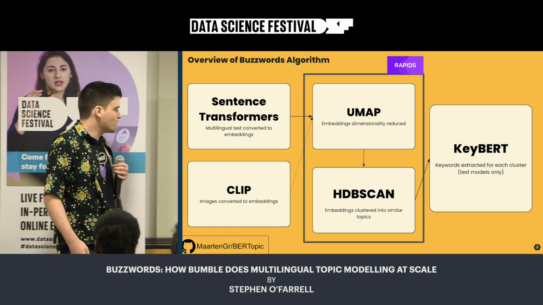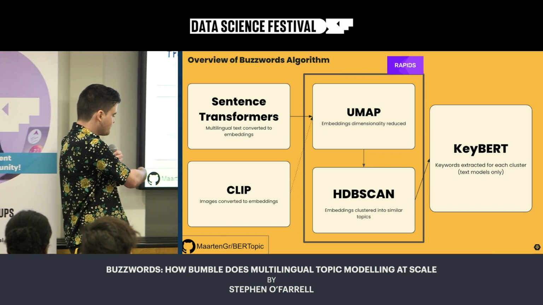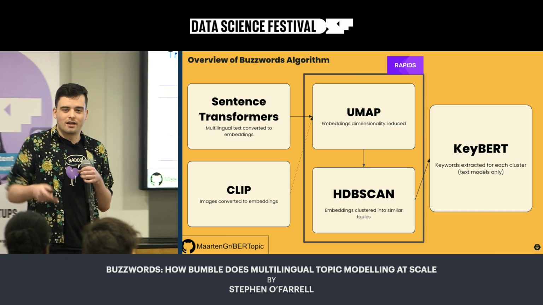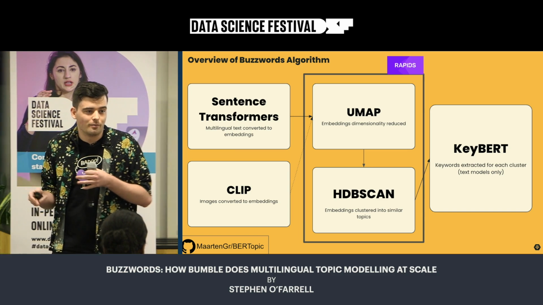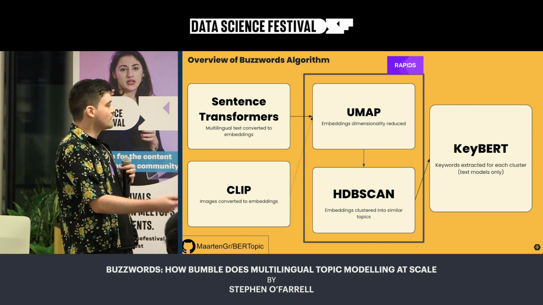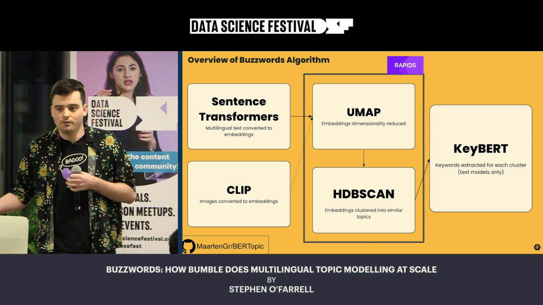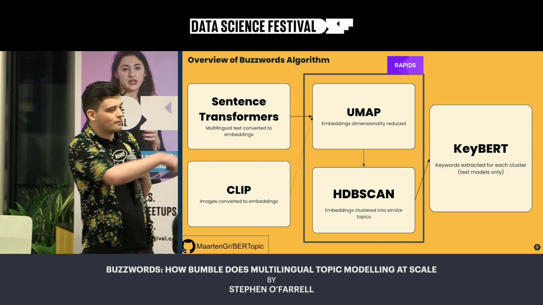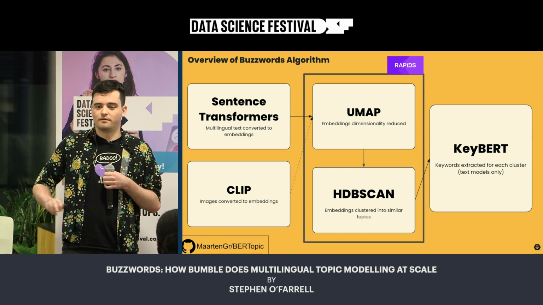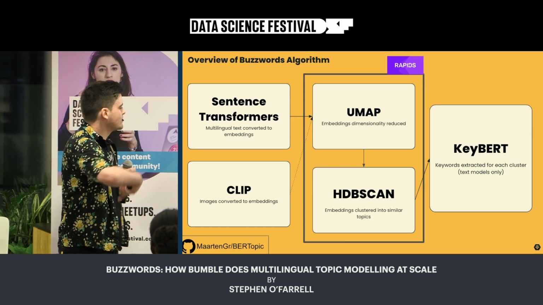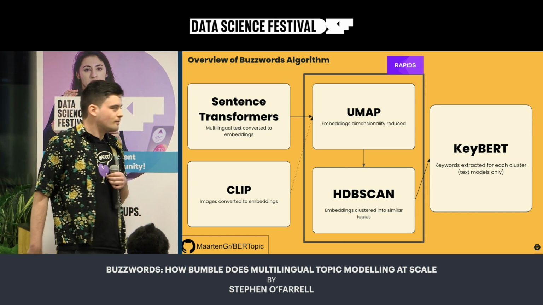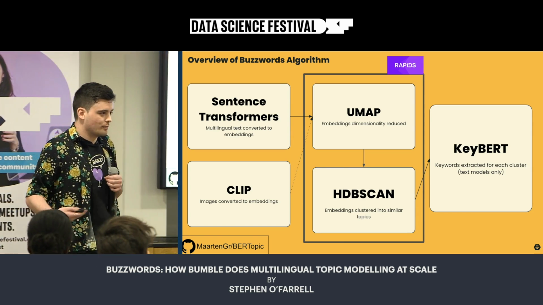Now, we took the algorithm from an amazing library called BERTopic and altered it a little bit so that it would be a bit quicker. The original library isn't entirely on GPU, so we decided to use Rapids, which is NVIDIA's suite of data science tools, and sped up the whole process. And the algorithm itself is quite simple.